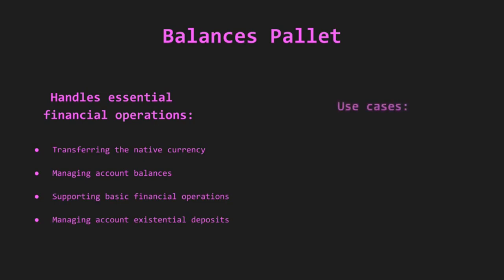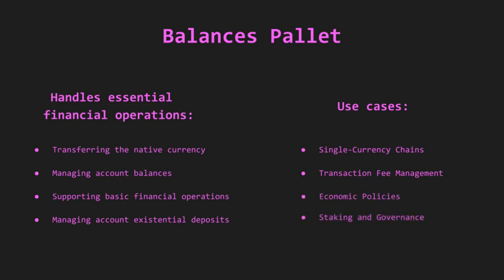There are the following use cases. Pallet Balances is ideal for blockchains where a single native currency is sufficient, such as public blockchains like Polkadot or Kusama. Perfect for managing transaction fees, slashing penalties, and other native currency mechanisms. Enables governance decisions affecting the native currency supply, inflation, and other economic policies. Used for systems where the native currency plays a crucial role in staking and governance.